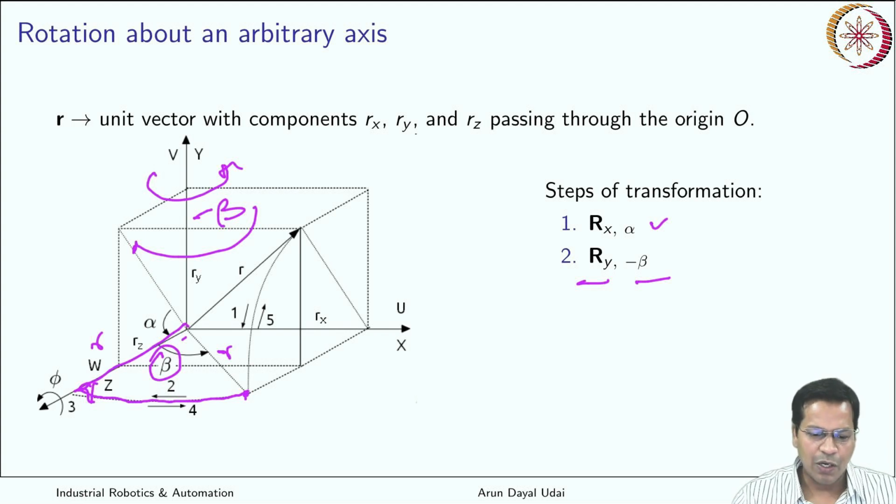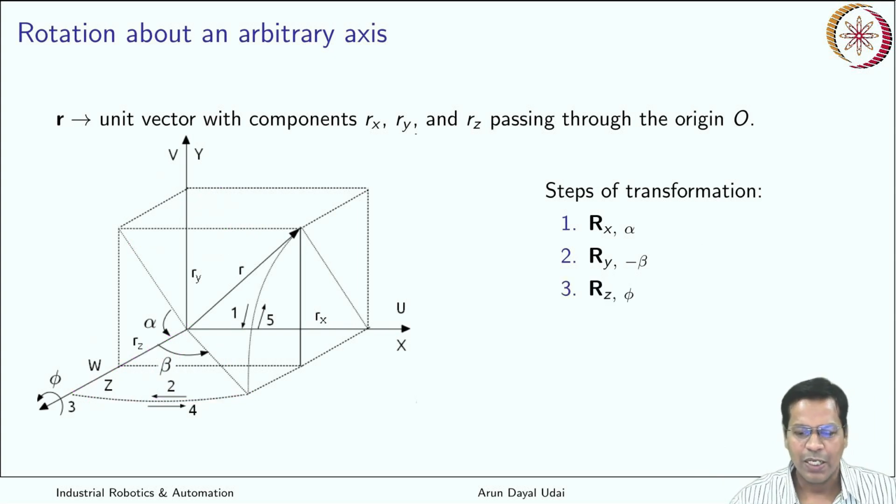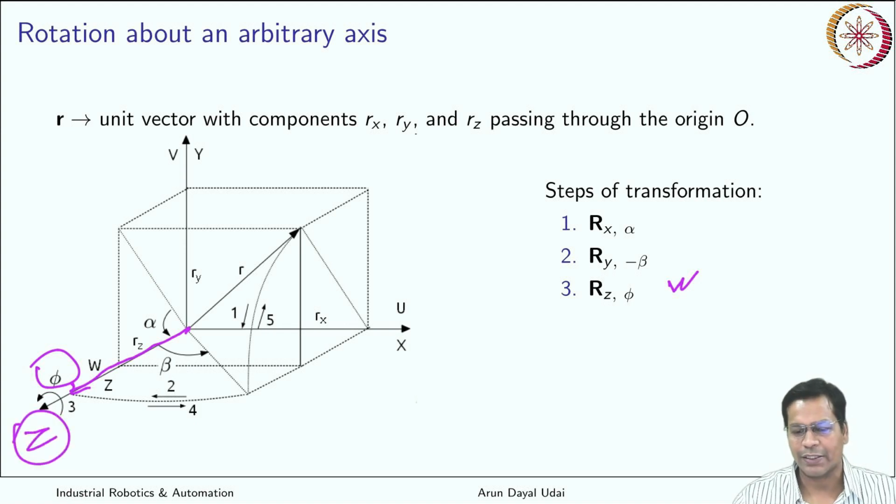Because now you are ready, you already have a rotation matrix for rotation about the z-axis. That is what you wanted to do. So this is your second transformation. The third transformation will be the actual one that I wanted to do, which is rotation about r by an angle phi. So this is now rotation about the z-axis. It is in the counterclockwise direction, and it is positive. So it is Rz(phi).